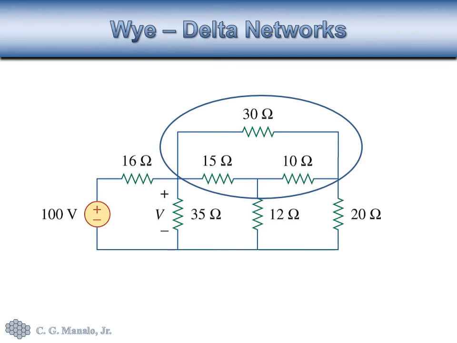As an exercise, you could probably try to convert this part of the circuit, which we said before is a delta, into a Y network, and also solve for the voltage and the current, just to verify the results that we got earlier.